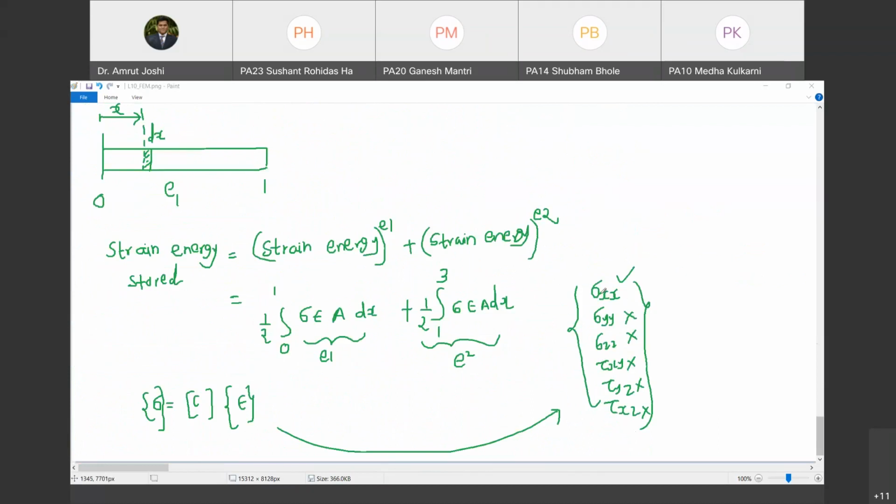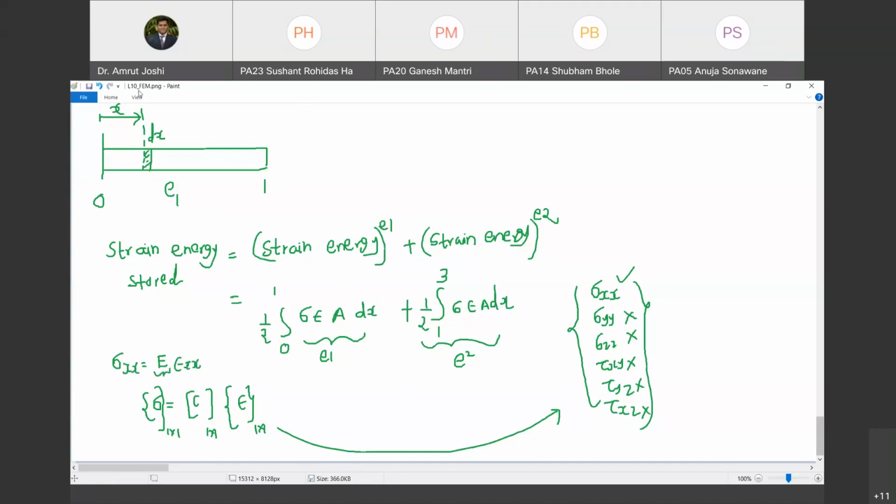So as there is only one stress component present here, the size of the stress matrix will be 1 cross 1. Do you agree? Yes, sir. And the corresponding strain component is epsilon xx, so this size is also going to be 1 cross 1. And what is the size of the C matrix? It also has to be 1 cross 1. So the only relationship that prevails here is sigma xx is equal to E times epsilon xx. Do you agree with me? Yes, sir. So E is the constitutive matrix here, which is of size 1 cross 1.